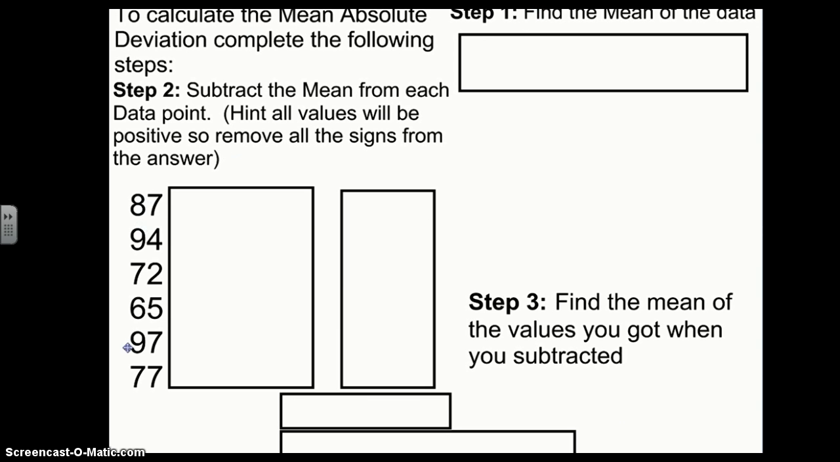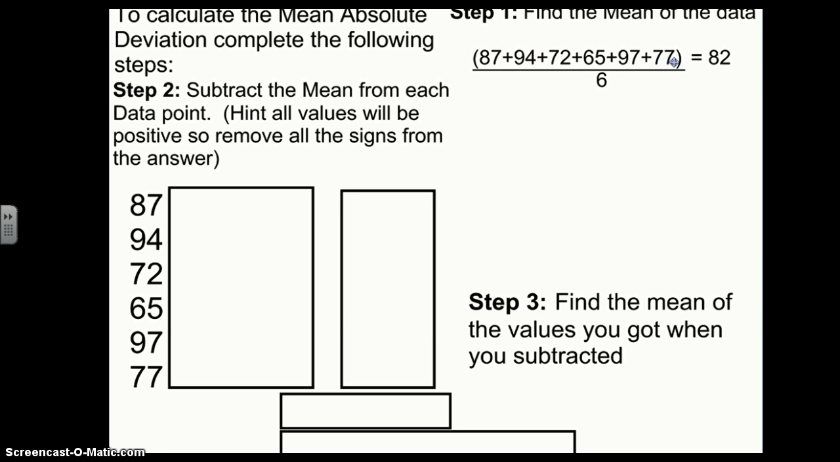data. So we have our data set over here: 87, 94, 72, 65, 97, and 77. The first thing we're going to do is find the mean of that data by adding all those numbers up and dividing by 6. So the mean of that data is 82.